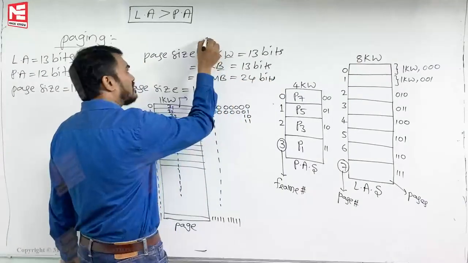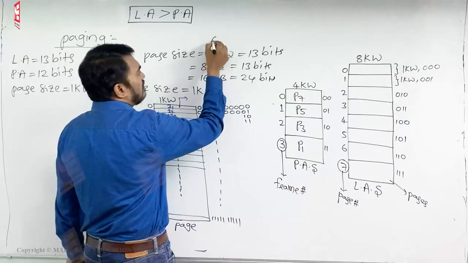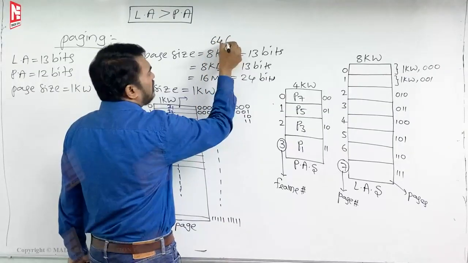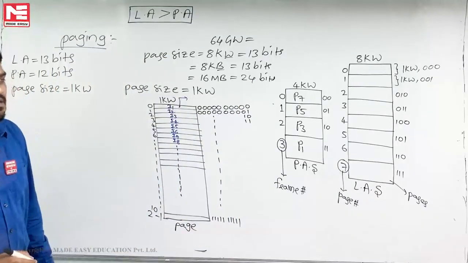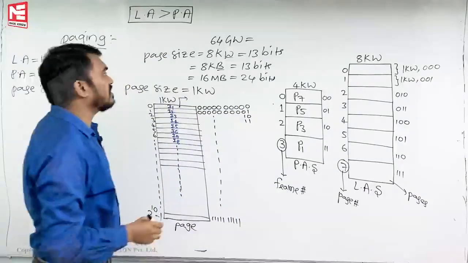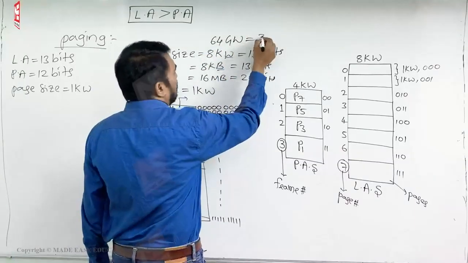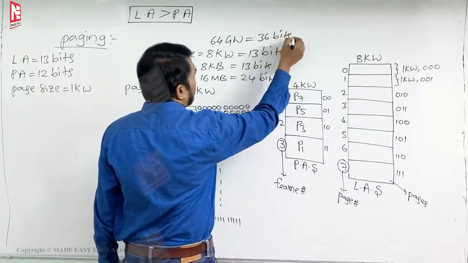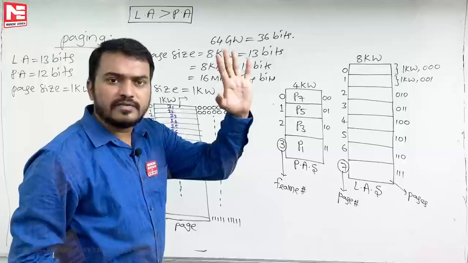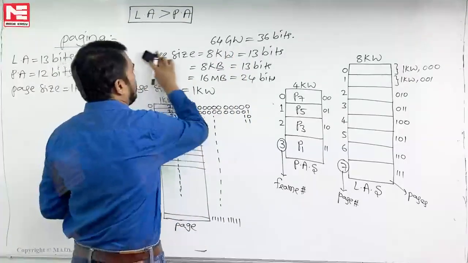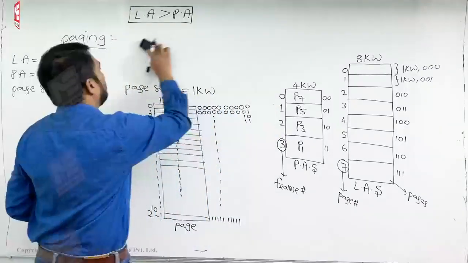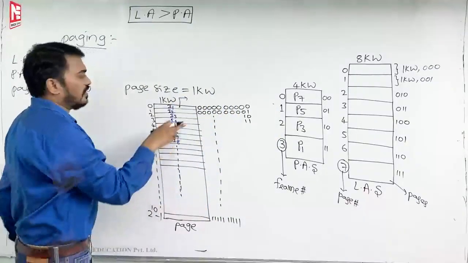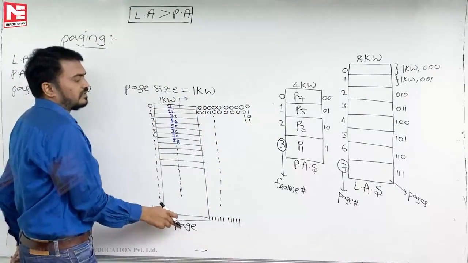Now tell me, if the page size is 64 gigawords, how many bits are required? 2 power 6, 2 power 30, that is 36 bits required. Is that clear for everyone? Right. So no need to copy this, do not copy this. Yes, everyone copied this one properly, right?